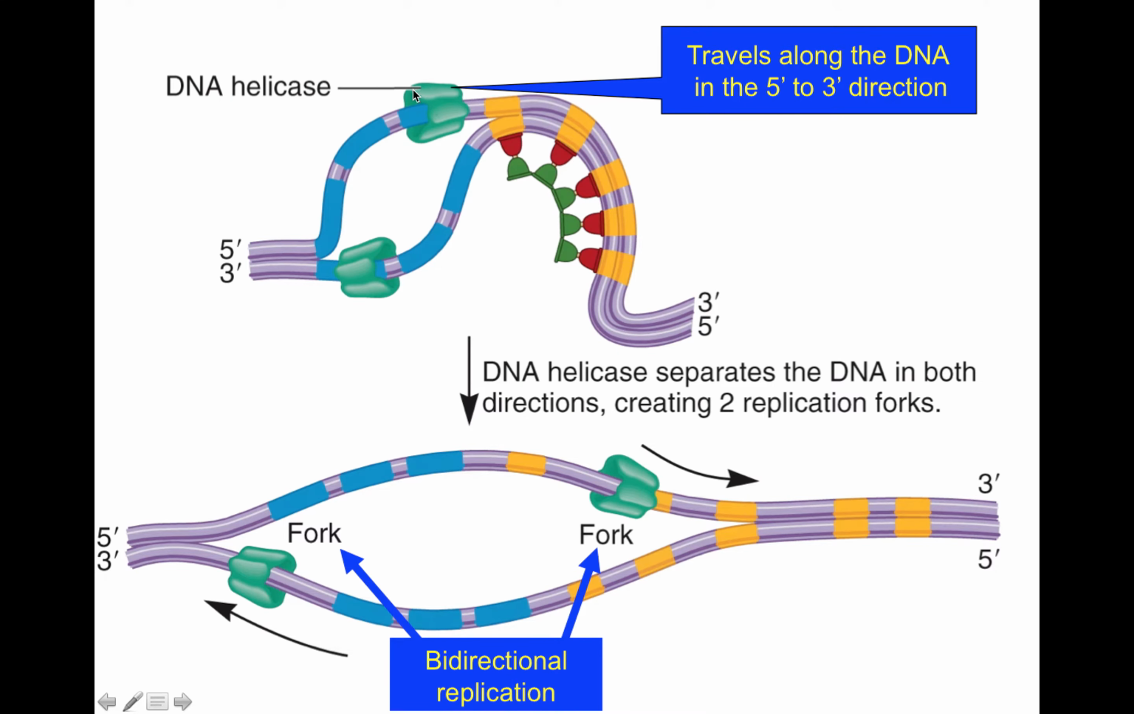The first protein to come in is DNA helicase, and it travels along the DNA in both directions. The DNA helicase separates the DNA, creating two replication forks. The bidirectional replication.